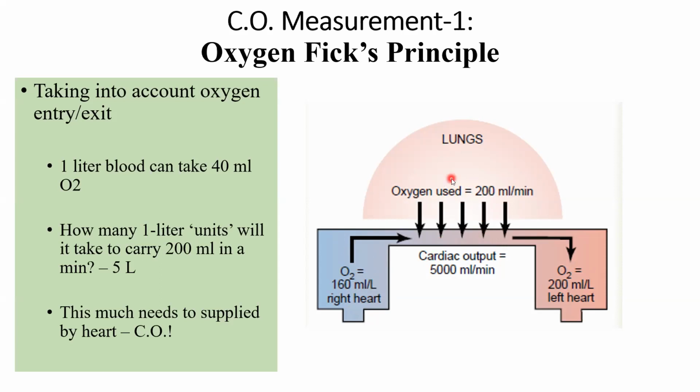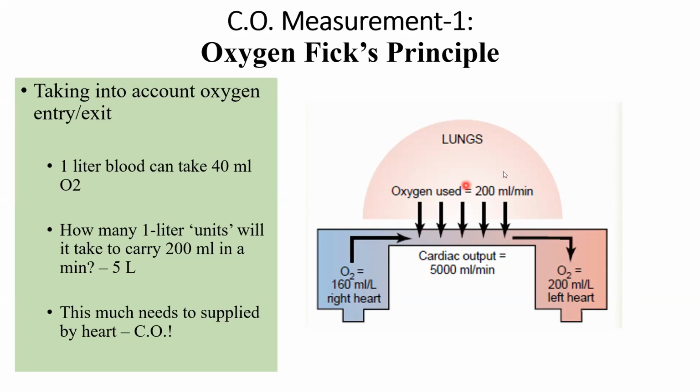So what happens? We know that this much oxygen needs to go into the blood per minute. This is what happens to the blood when it comes in and out, picking up approximately 40 ml per liter. So how much blood would it require to pick up 200 ml, if hypothetically one liter of blood carries 40 ml of oxygen?